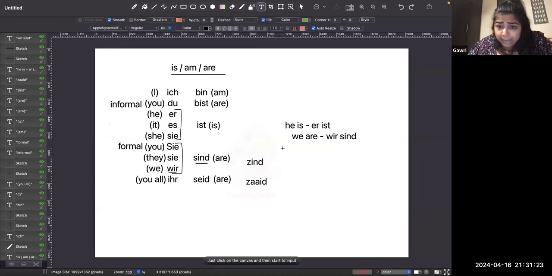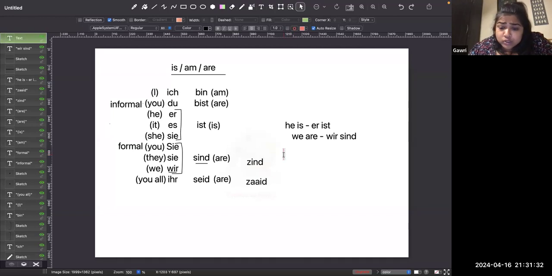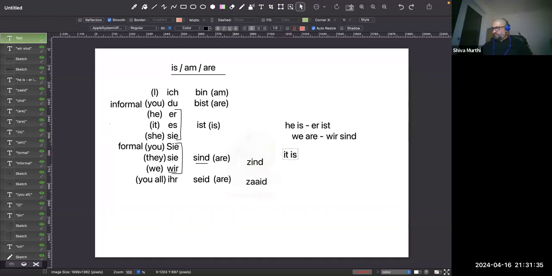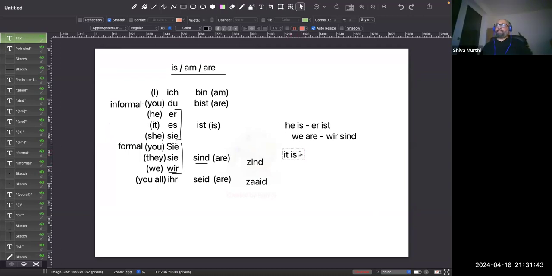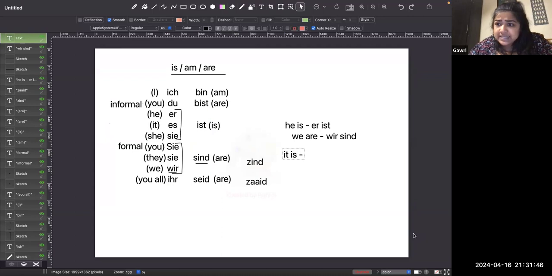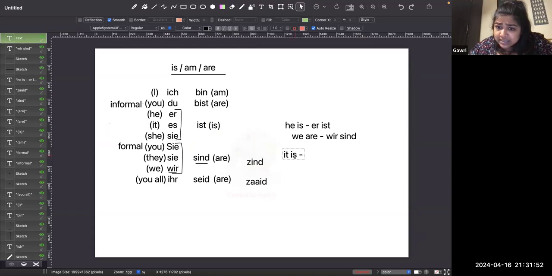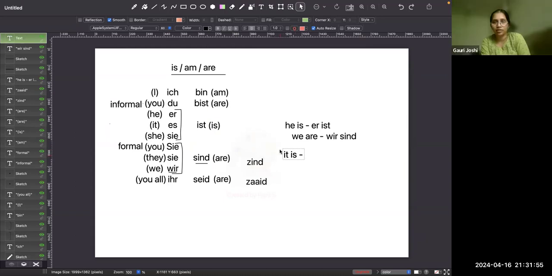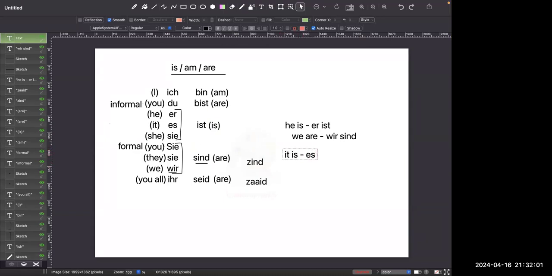Now Sonali Bawahi, if you have to say it is, from this list, how will you say it is? Es ist. Genau. Ashwathi, how would you say it is from this list? Es ist. Genau. Gauri, how would you say it is? Es ist. Correct. Guys, let's do it together. How will we say it is? Es ist. Genau.